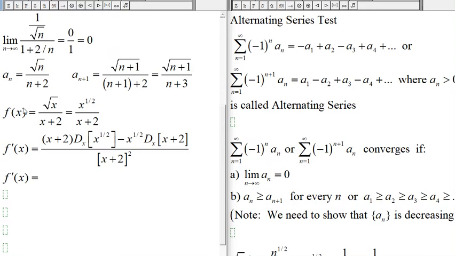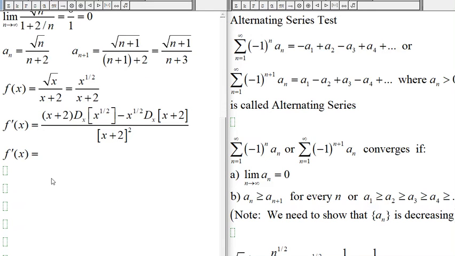So once again, to show that the sequence a sub n is decreasing, one way we can show that is to show the corresponding continuous function has a negative derivative on the interval of 1 to infinity, or some finite number to infinity. So we get x plus 2, and then the derivative here will be 1/2 times x to the negative 1/2, because we're subtracting 1 from the exponent.